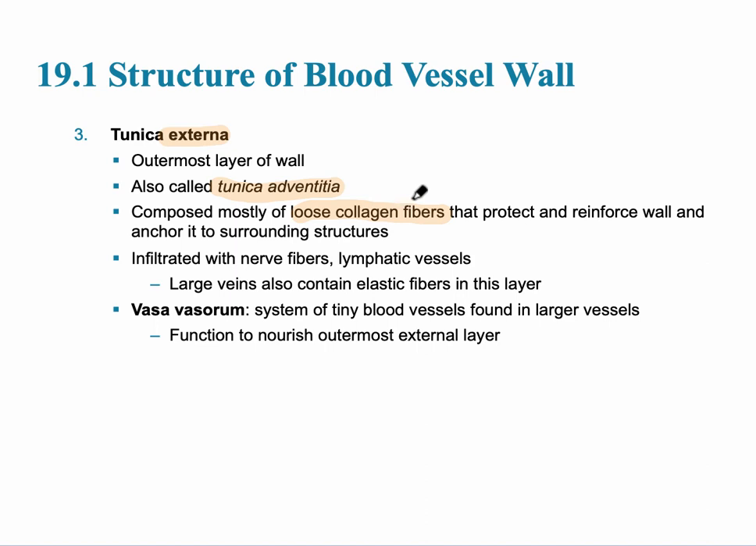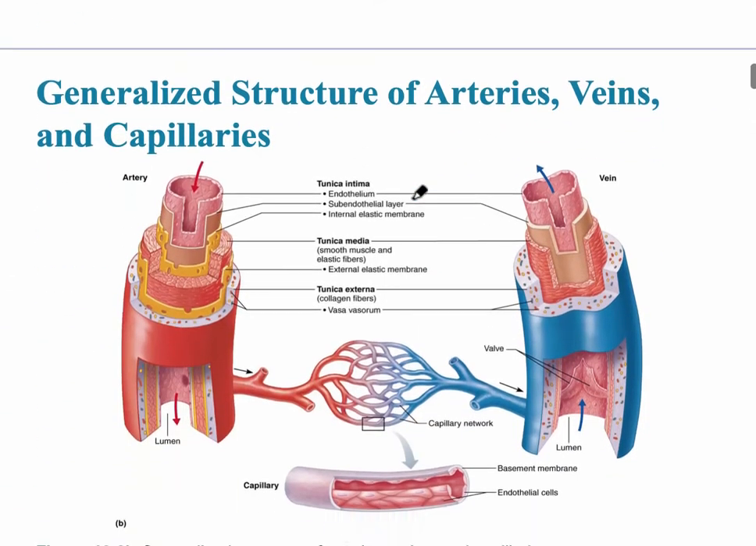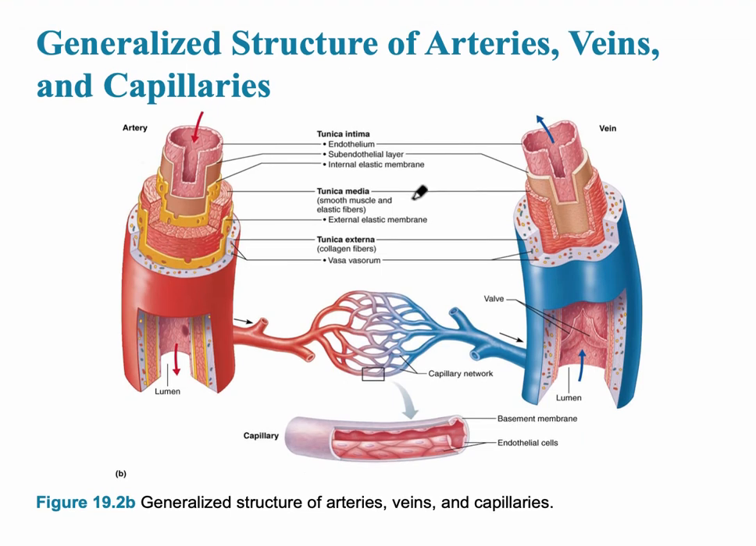So our next slide is showing a diagram of the arteries, veins, and capillaries. So let's look at the artery first. And the artery has all three layers: the tunica intima, which is the endothelium, the media, which is the smooth muscle, and the externa, which is the outer layer.